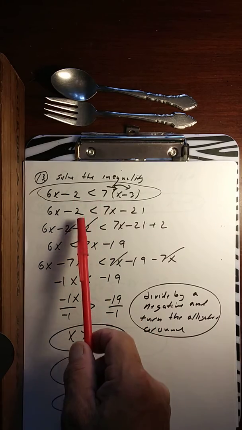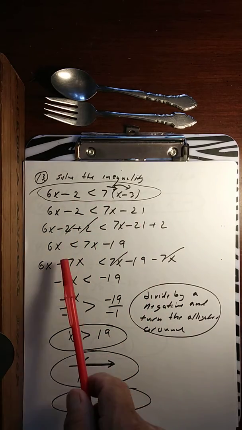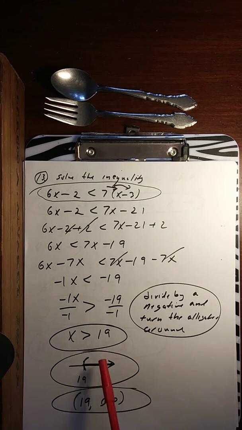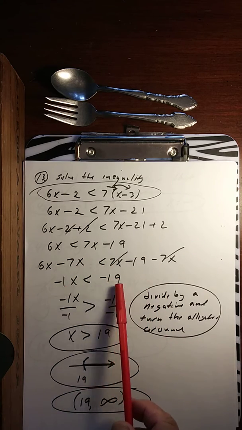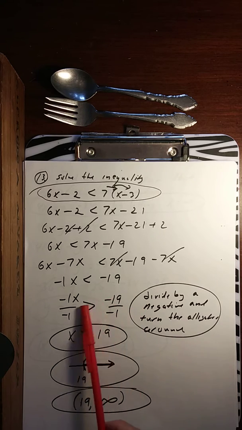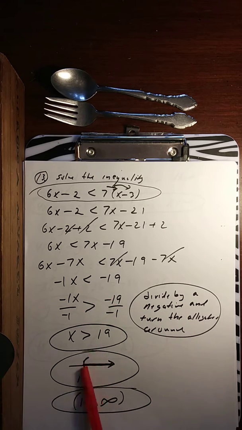Solve this inequality. So we're going to add to both sides: 6x is less than 7x, and then minus 7x, minus 7x, equals negative 1x less than negative 19. Divide by negative 1, divide by negative 1. So x is greater than 19. You've got to turn the alligator around when you divide by a negative. So 19 this way, 19 this way.